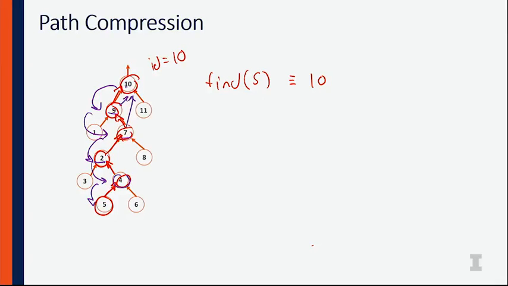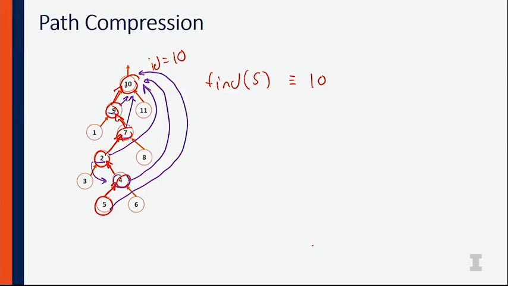2, knowing the result is 10, can directly point to 10. 4, knowing the result is 10, can point directly to 10. And 5 can also point directly to 10. So notice, after this process, we have updated this tree such that all of the elements that were intermediate along the way now point directly to the root node itself.